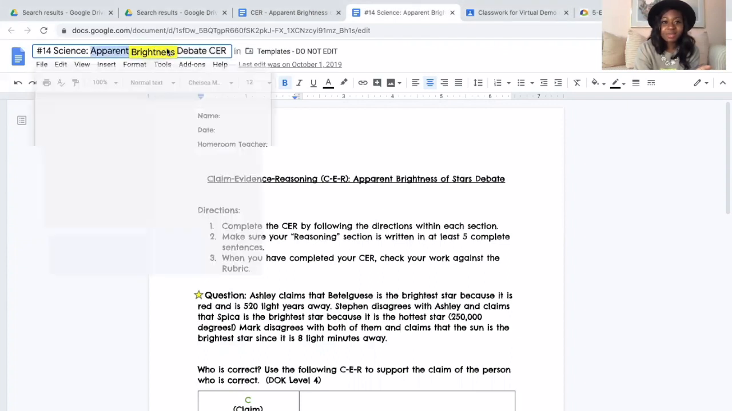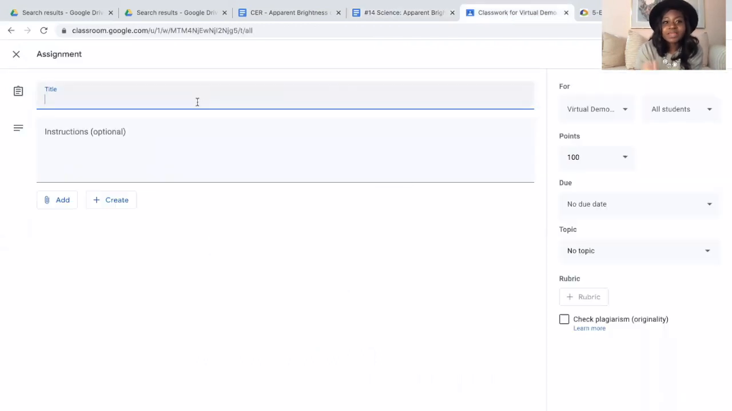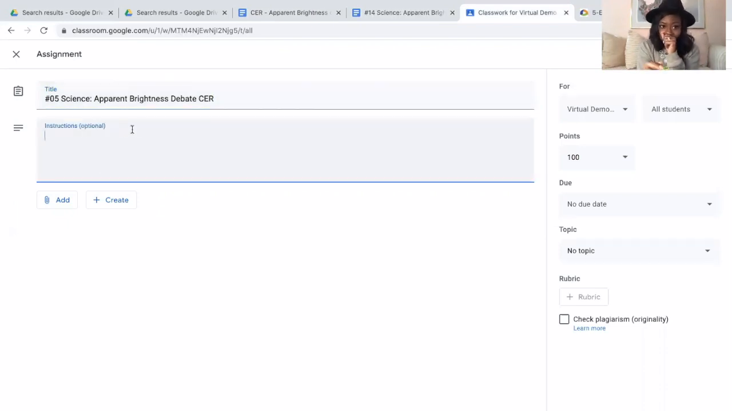So I'm going to copy this section right here, and I'm going to Google Classroom. The last number that I left off at was number 04, I believe, so I'm on number 05. I'm going to paste that title.